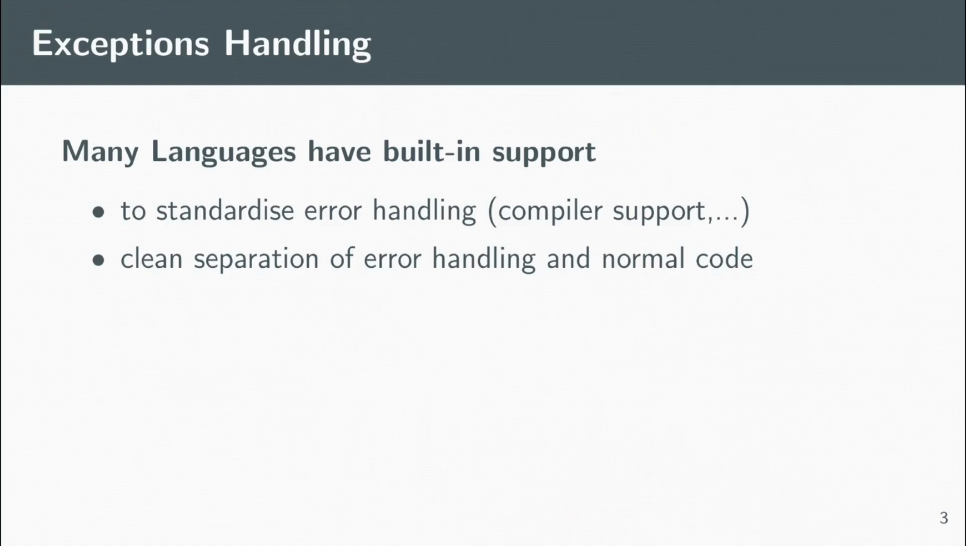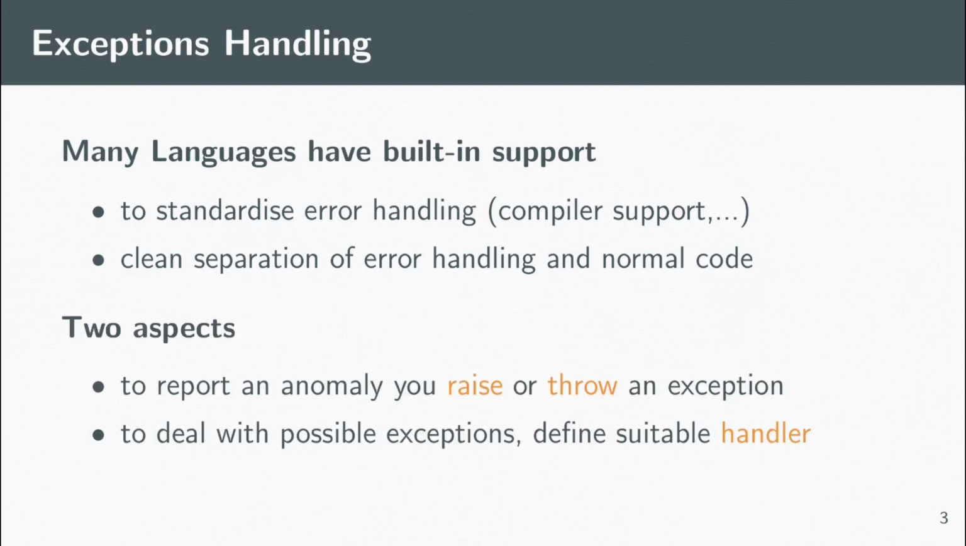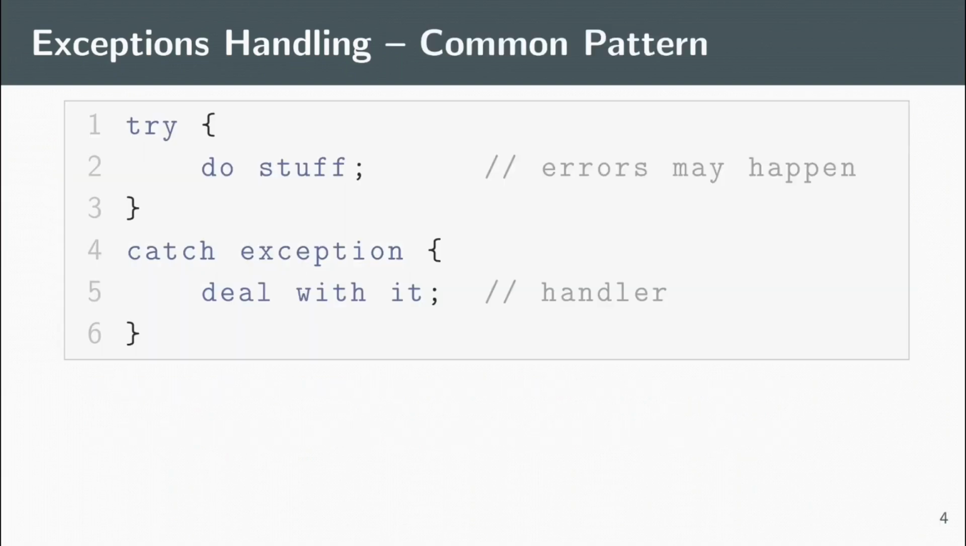Exception handling is built into many, especially object-oriented, programming languages. This allows standardized error handling and a clean separation of error and normal code. To report an error situation, you create and throw a suitable exception, and to handle errors, you have to define a matching exception handler. A common code pattern looks like this. You wrap the code that may trigger exceptions, so the dangerous code, in a try block, and this is followed by one or more catch blocks that define exception handlers, one each.